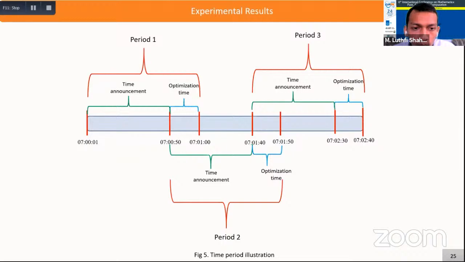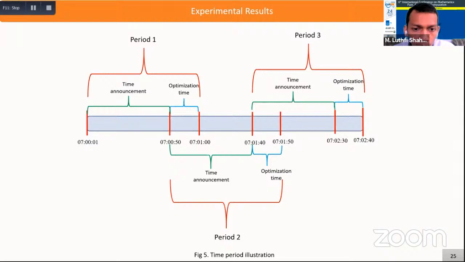Here's the illustration of the period. The number of time periods we use is 3. Drivers and riders whose time announcement is from 7 hours 1 second until 7 hours 50 seconds are in the first time period. Meanwhile, the drivers and riders whose time announcement is in the 50 seconds after the first time period are in the second time period, and so on.